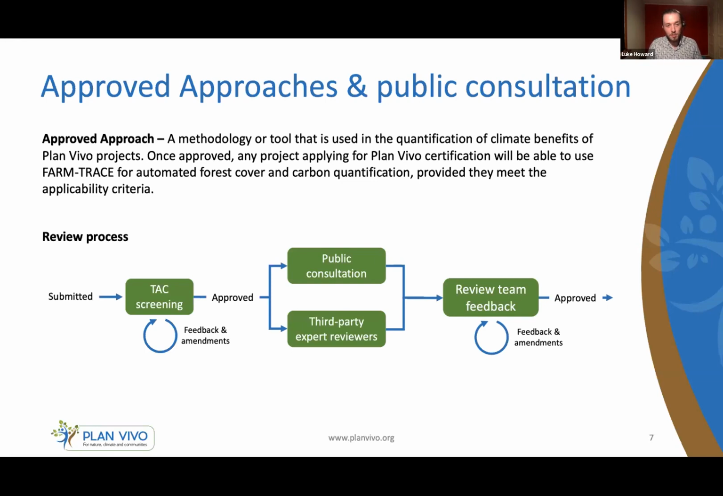Now, the FarmTrace approved approach is already going through this review process. It has already passed the internal screening by the Technical Advisory Committee and is now onto the public consultation phase, where we hope to get the broader public to provide feedback and comment on the approved approach. Now, these comments and feedback can then be considered by the review team when deciding whether FarmTrace should be accepted as an approved approach.